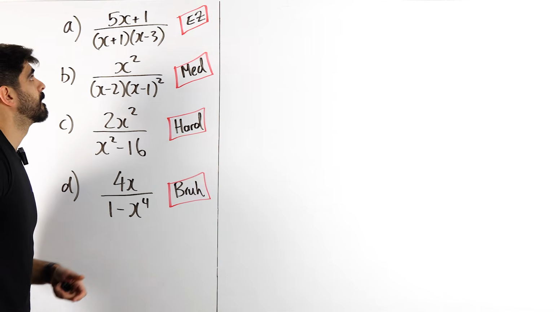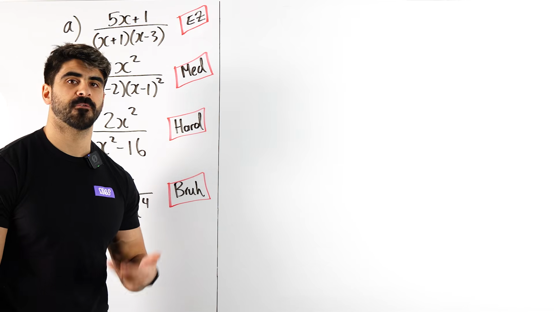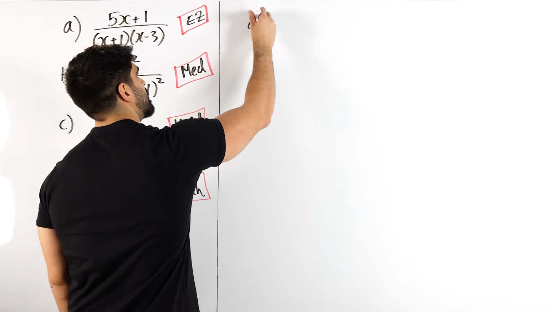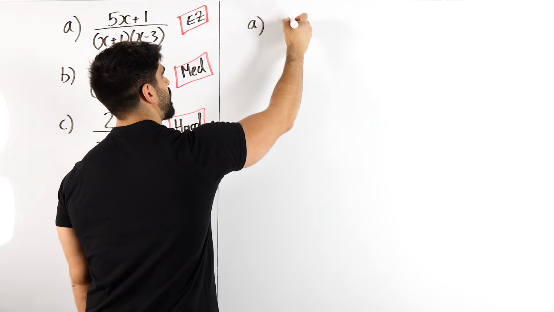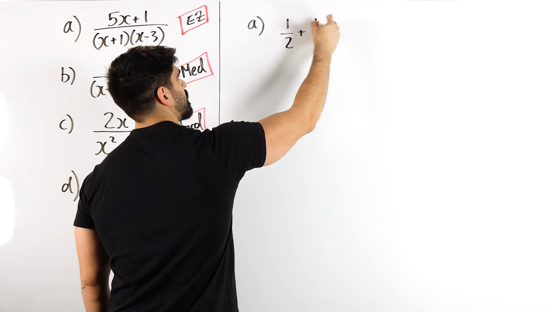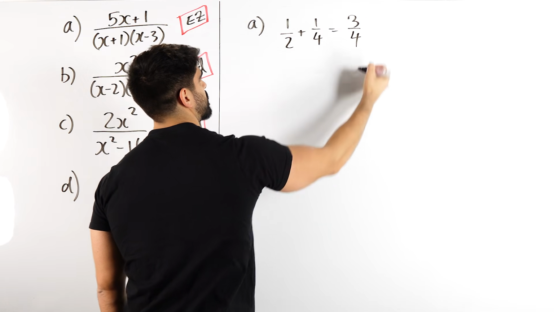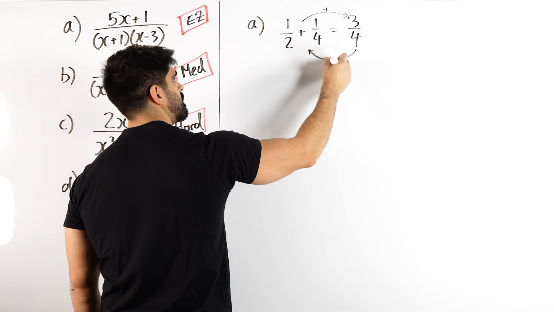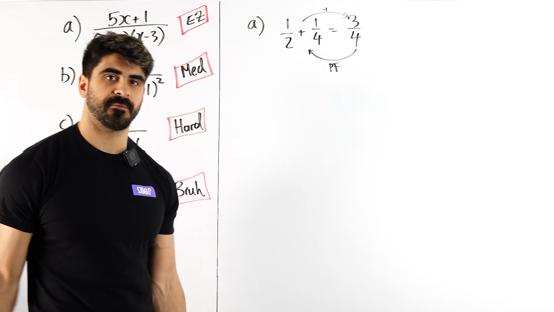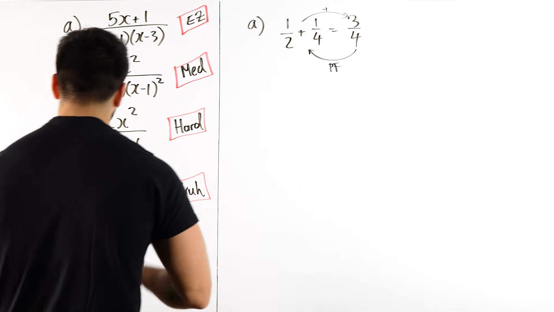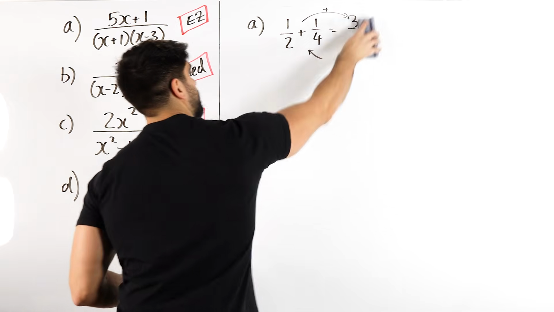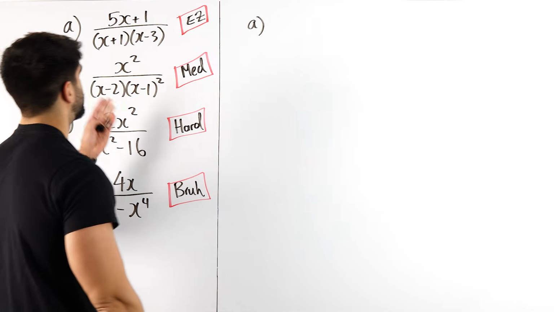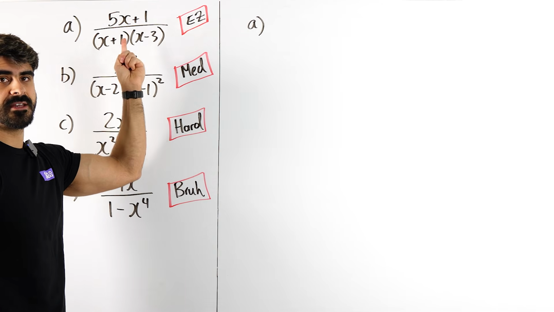For part A, partial fractions. What is the process of partial fractions? Well, in a nutshell, partial fractions is the opposite of bringing fractions together. So if we take a half plus a quarter and say that's 3/4, here we're just adding the fractions. Partial fractions is the process of splitting up that fraction to the original form, or the original question that was asked.